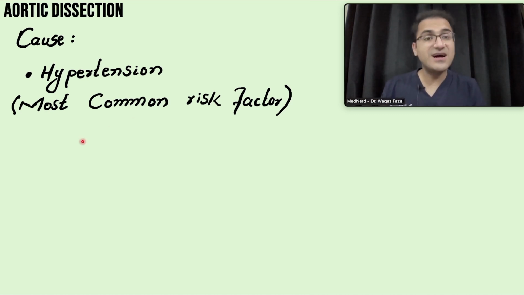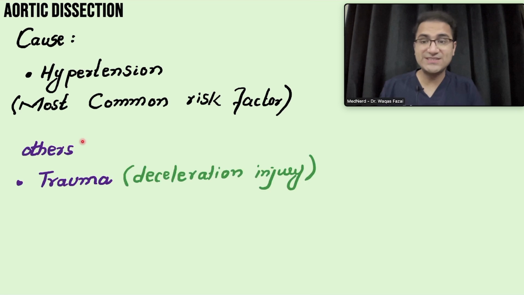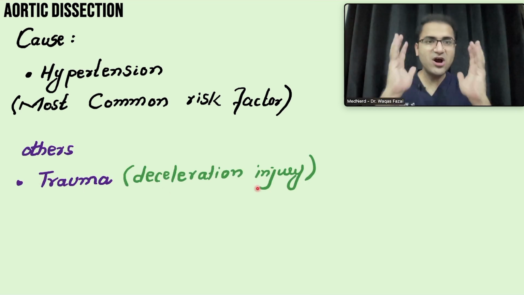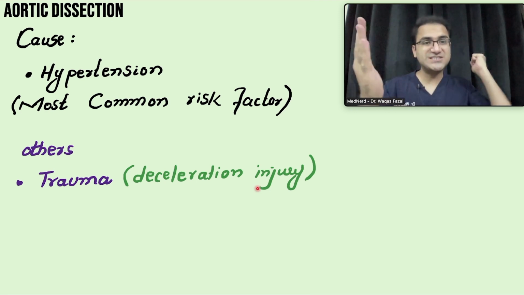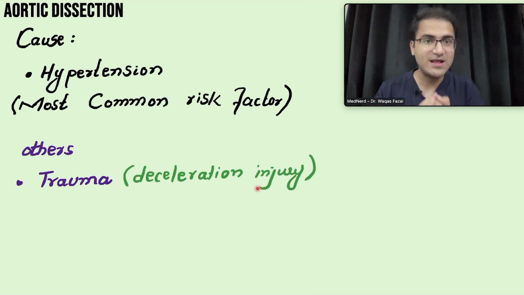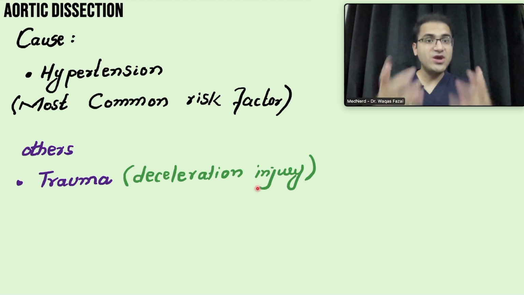Other than that, there are other causes that can also lead to aortic dissection, like trauma, a decelerating injury. Patient had a car crash, patient was going at a speed of 140 or 150 and suddenly collided with another vehicle. That can result in aortic dissection.